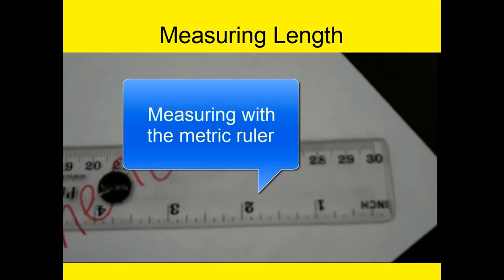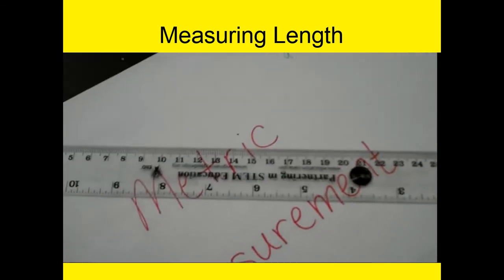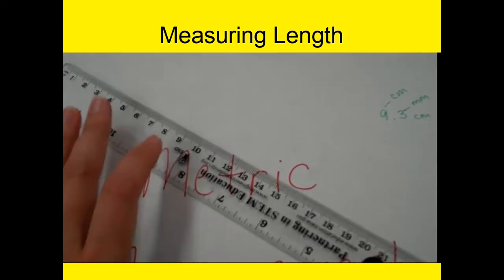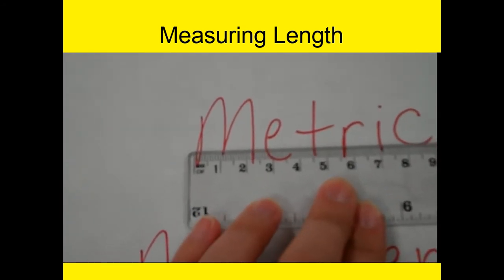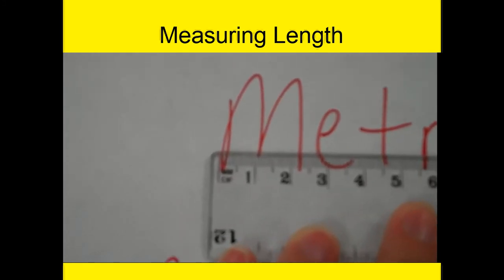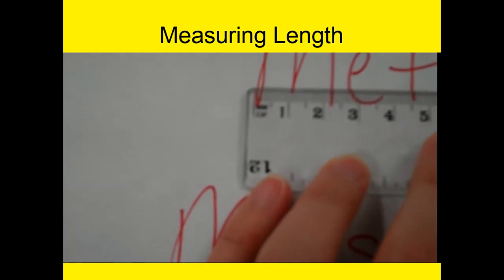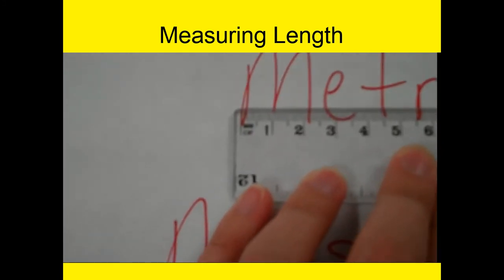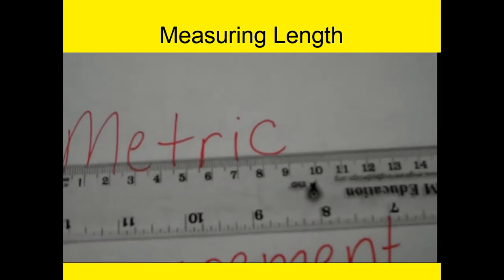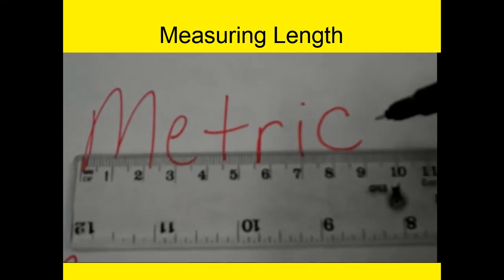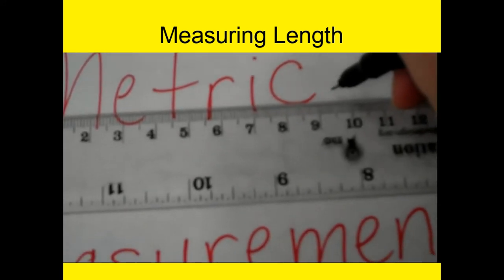Notice that our metric rulers are only 30 centimeters long. That's not even close to a whole meter. But we often use these to measure things that are shorter than a meter, such as this word metric. If I wanted to measure the word metric, I would need to start at the 0 point on my ruler, make sure it's lined up exactly with the word. Then I would need to line up the end of my ruler with wherever the word ends.